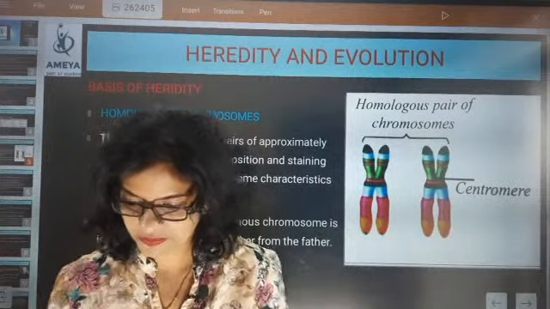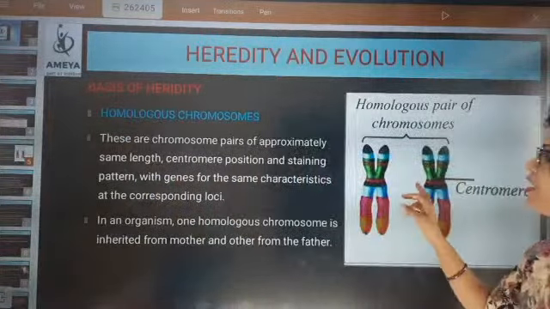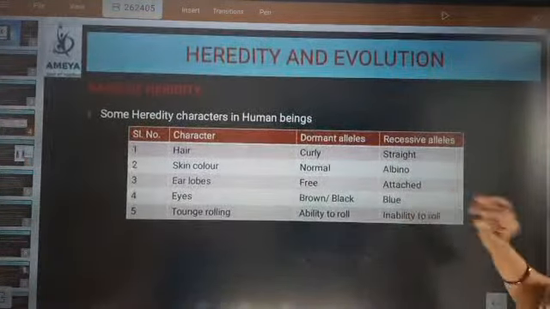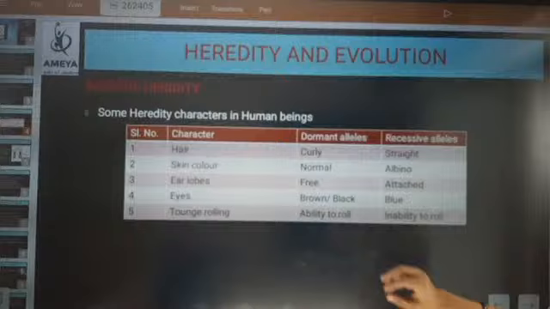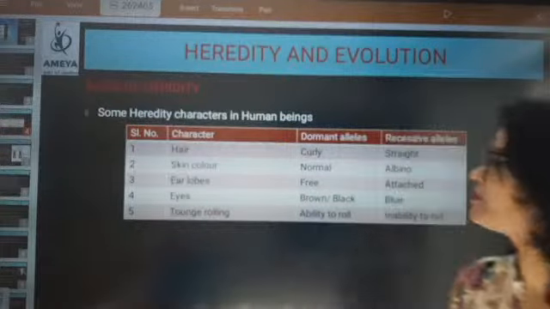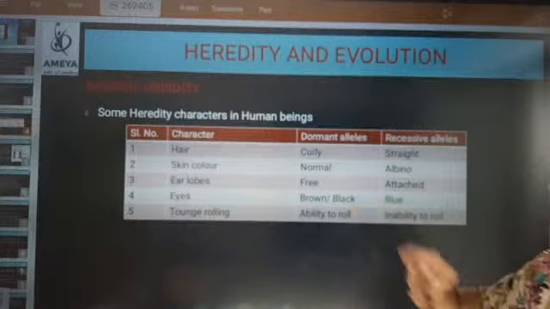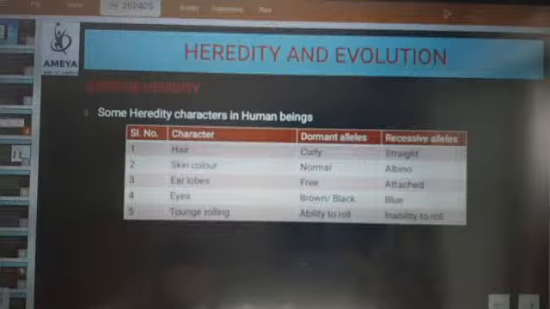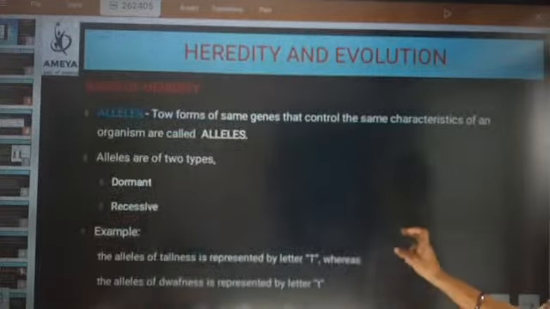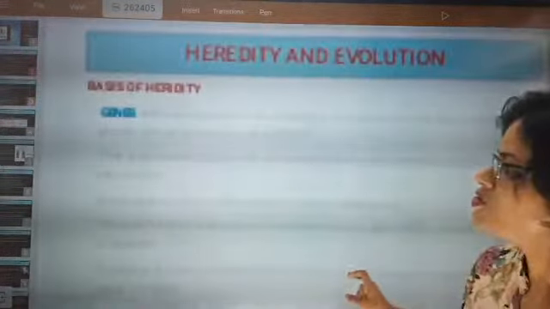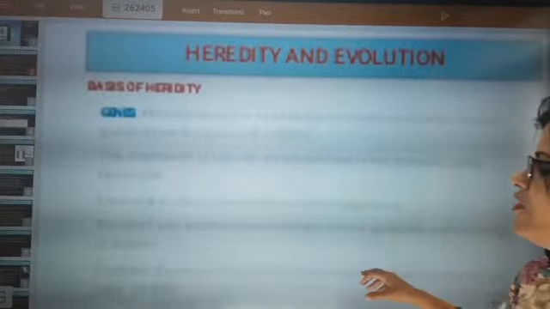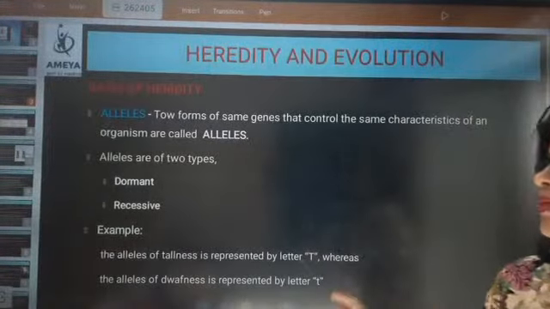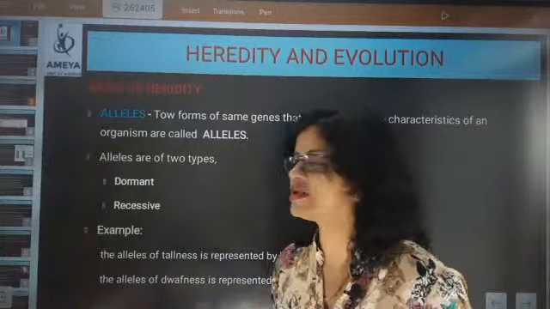Now look here, beta. Now we are going to understand which characters are dominant. We are going to check some of the dominant traits. Last class, gene we have already discussed, the gene definition I have already given to you. After that we were talking about dominant and recessive traits.